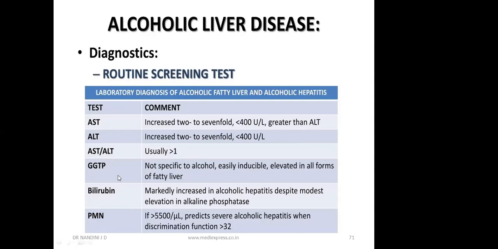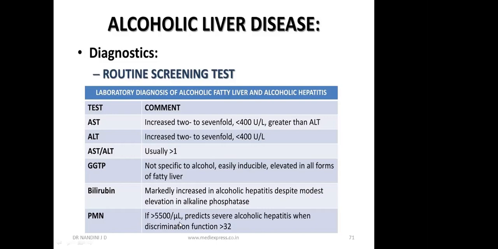Gamma glutamyl transferase enzyme is not specific to alcohol, but it is increased in all forms of fatty liver disease. Normally we know alcoholic liver disease, we classify it as fatty liver, then the non-cirrhotic and the cirrhotic ones. But GGT is not specific to alcoholic liver disease; in other forms of fatty liver also you'll see it. Bilirubin is increased in alcoholic hepatitis, along with elevation of alkaline phosphatase levels. And the neutrophil count will be more than 5,500 per microliter.